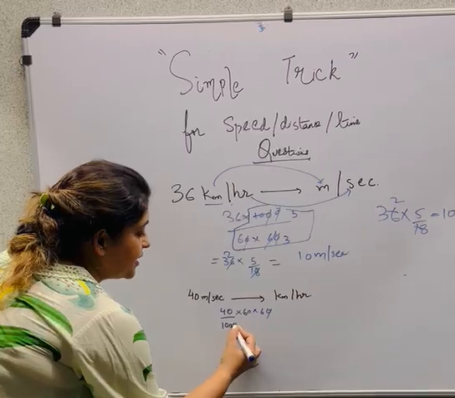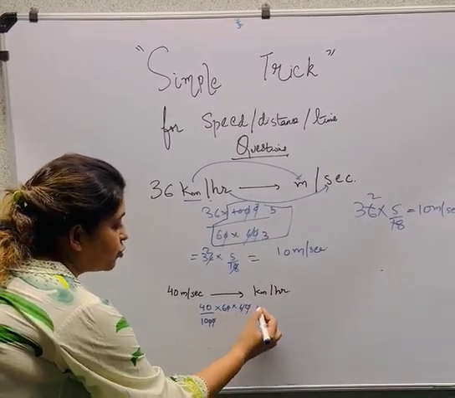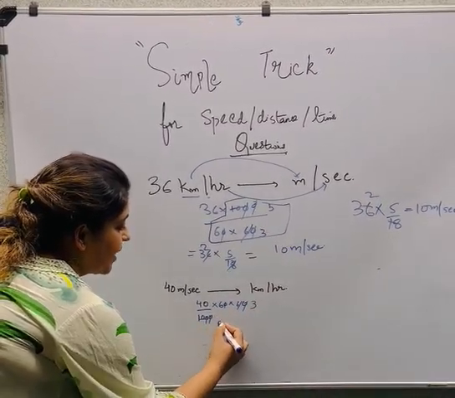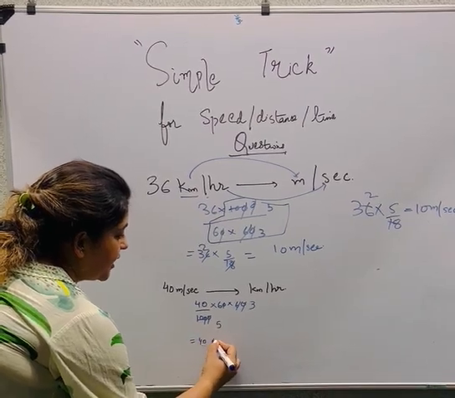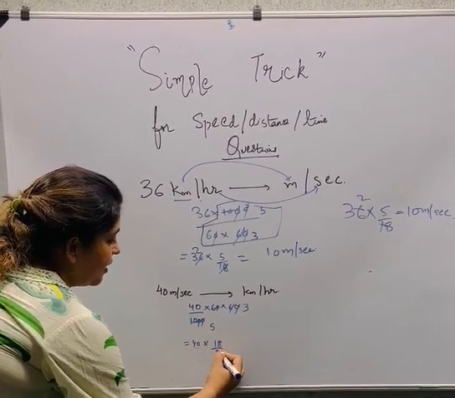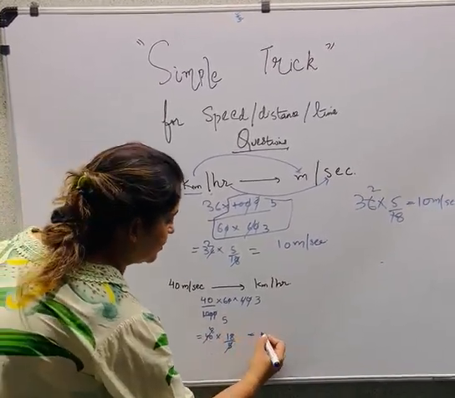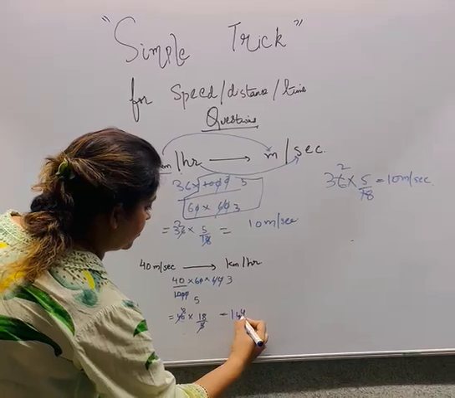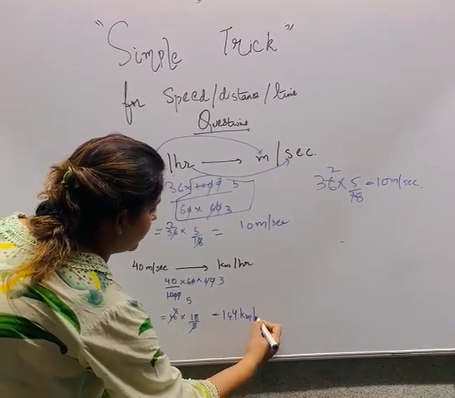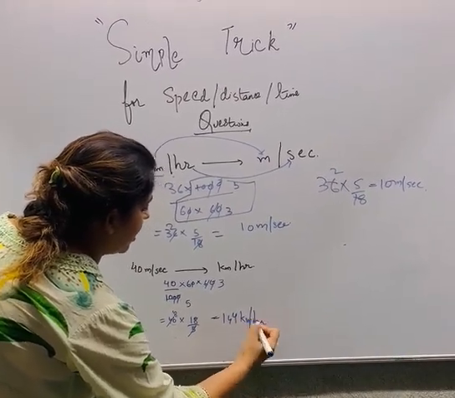Again, let's reduce this. 0 and 0 strike off. 2 3s are 6. 2 5s are 10. And 40 into 18 by 5, I simply strike this off. 18 into 8, which is 144 kilometer per hour.